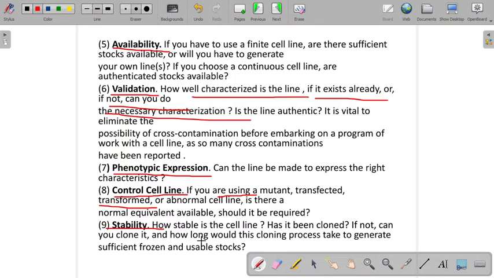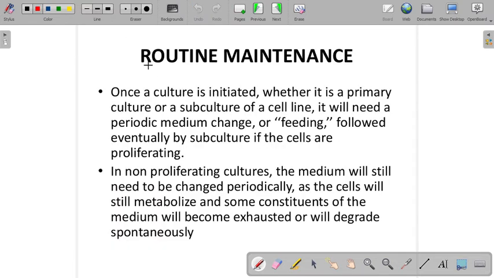And what is the best procedure for cloning? Subculturing. You can subculture the fresh stock and you can preserve them in your liquid nitrogen facility, the cryopreservation facility. So that thing we can do. The next thing which we need to study is routine maintenance.